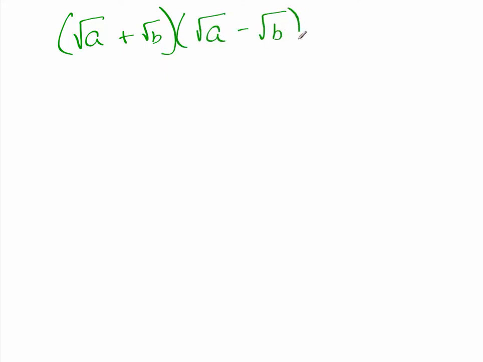What happens if I have a radical on both of them? The square root of a plus the square root of b times the square root of a minus the square root of b. I'm going to do this one with the area model to see if I can show you how this is going to simplify every time.